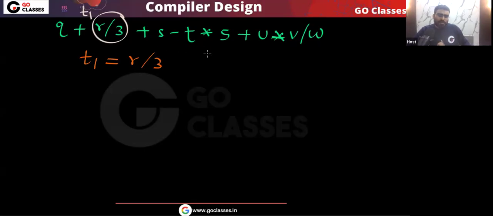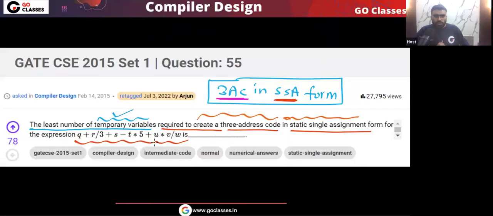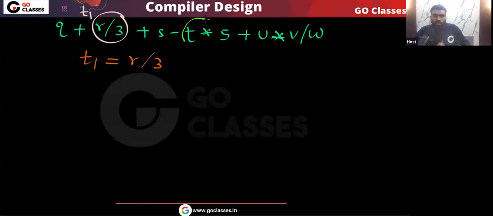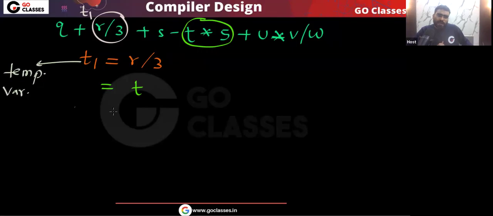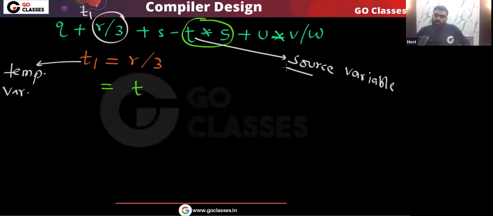Then what will be the next thing to do? That will be t into 5. This t is not a temporary variable. This is a temporary variable, but this t is a source program variable, a source code variable.